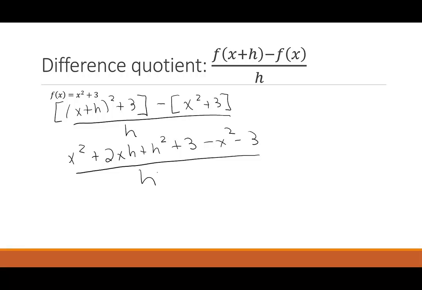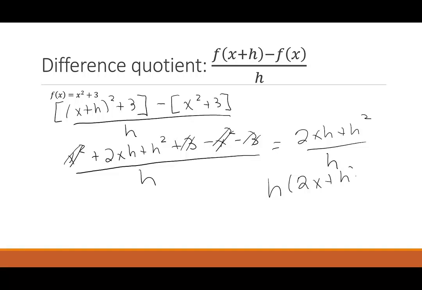Once again, we have some things that cancel. I have a positive x squared and a negative x squared. I have a positive 3 and a negative 3. I have left 2xh plus h squared over h. You want to be careful right now and remember that everything is being divided by h. So it's not just the 2xh, it's not just the h squared, it's both things. So let's factor out an h. I have h times 2x plus h over h. That's a better way to cancel, that way you don't forget one of them. And our answer is 2x plus h. Again, it got a lot smaller once we went through all of our steps.